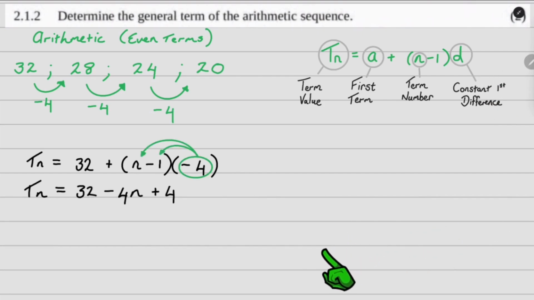And then one last thing left to do, we just need to do the like terms here. 32 plus 4, that will give me 36. And then my job's done. There is the general term for the arithmetic sequence. So the 2 marks come from the substitution in this line, and your final answer in this line.